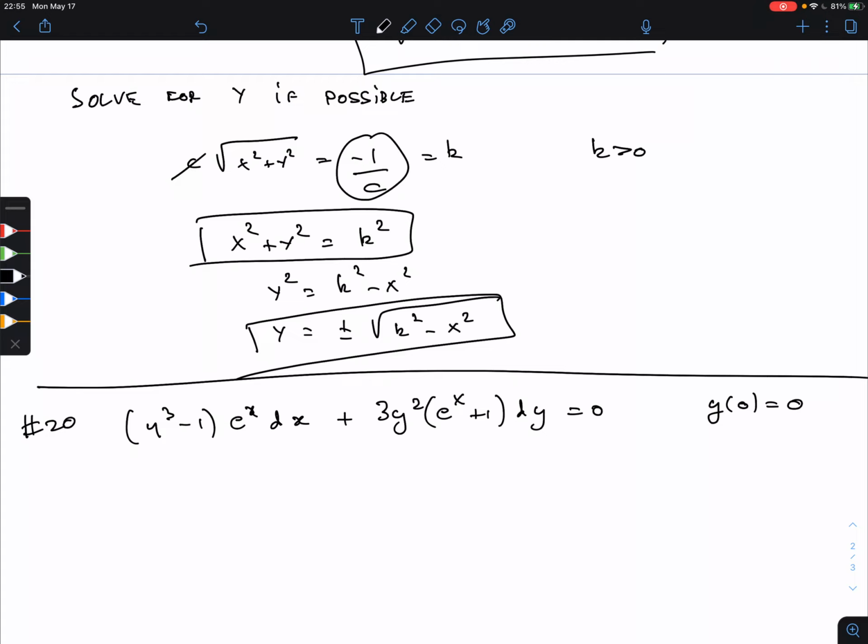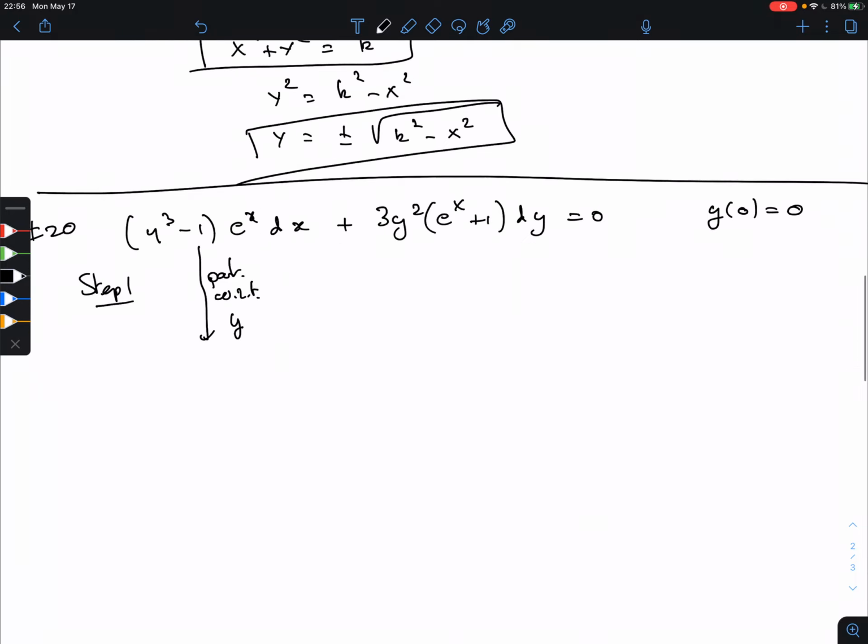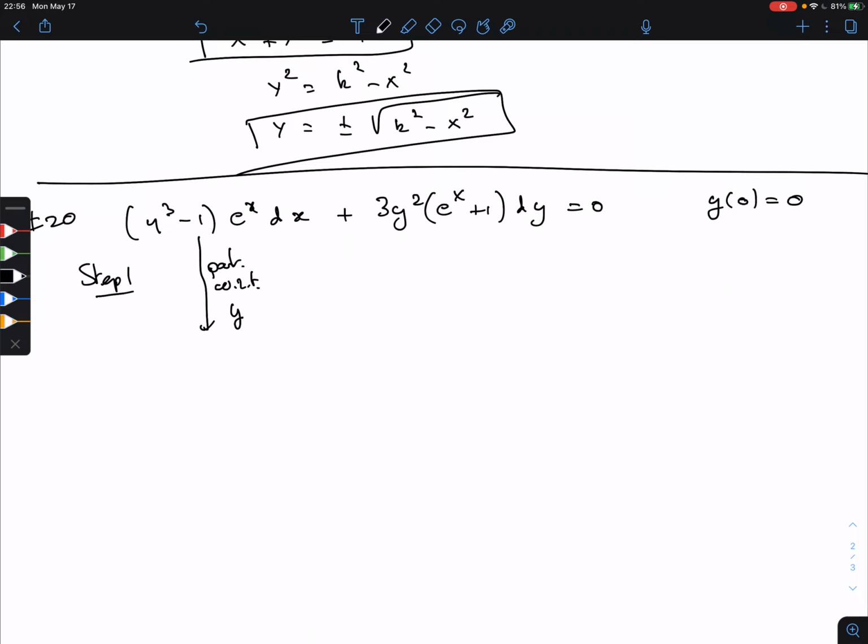Okay. Again, let's verify that it is indeed exact. We have to take the partial with respect to y, because this is the part that sits next to dx. If I do that, then e^x is just a constant for me, so the only thing I have to take the derivative of is y cubed minus 1, that is 3y squared, and I just copy the e^x. If I take the partial with respect to x of the other part, then now I have to do the inside part. The 3y squared is just a constant, but the inside e^x plus 1, well, the derivative is just e^x. And you see that these are equal. So yes, it's an exact equation again.